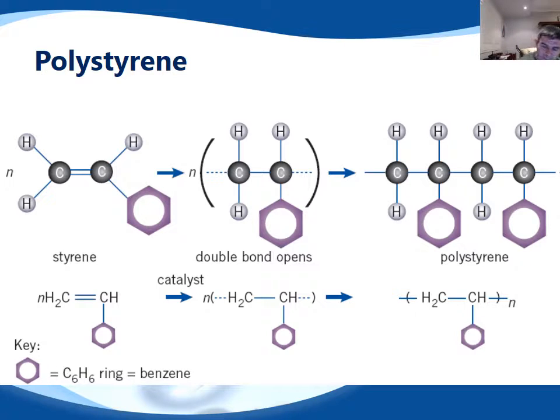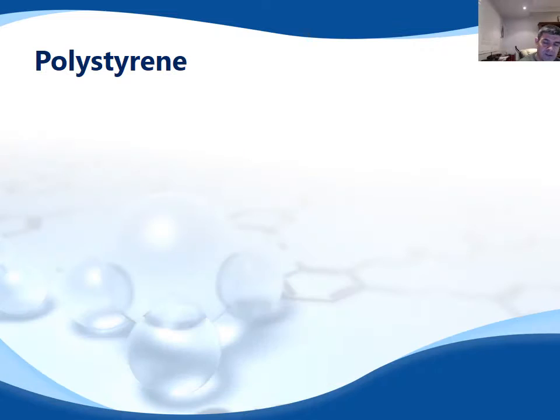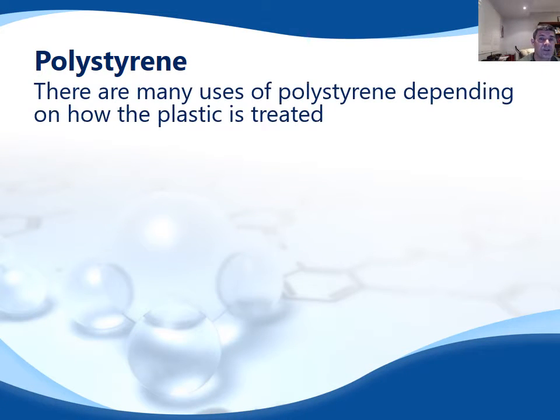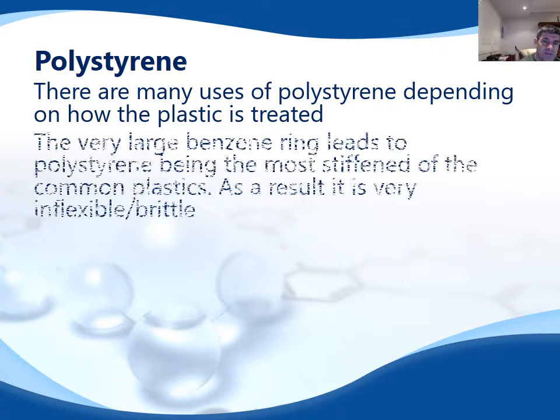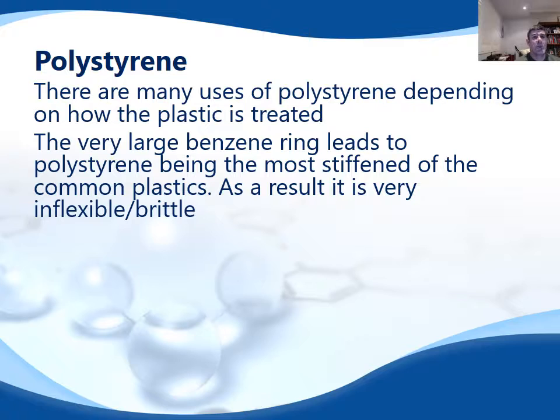So again, our double bond opens and the polymerization occurs with the benzene rings occurring every second carbon along the chain. What this does is produce a polymer that has a couple of different types of properties depending on how it's treated. Most of the time when we think of polystyrene, we think of the polystyrene balls or beads or cups. That's probably the best known, but it's probably not the most common use in your home.